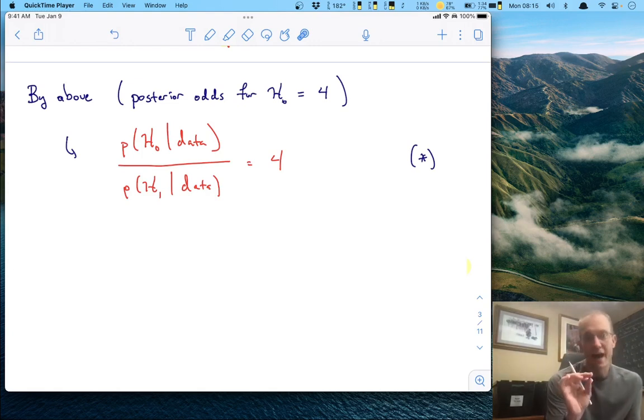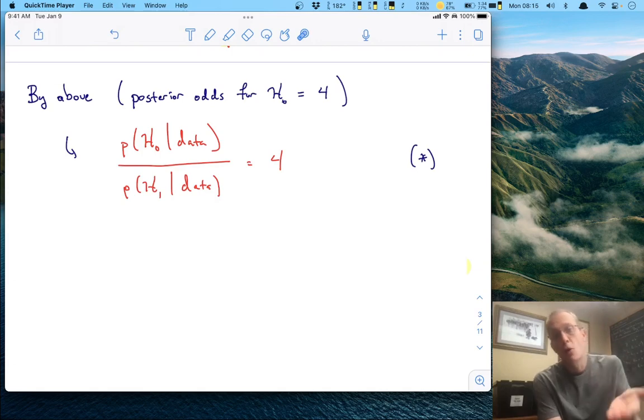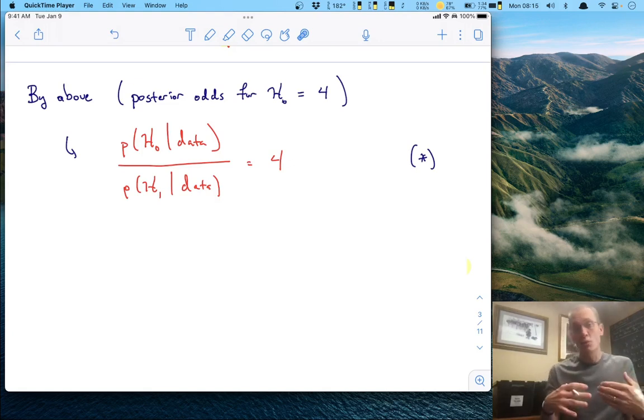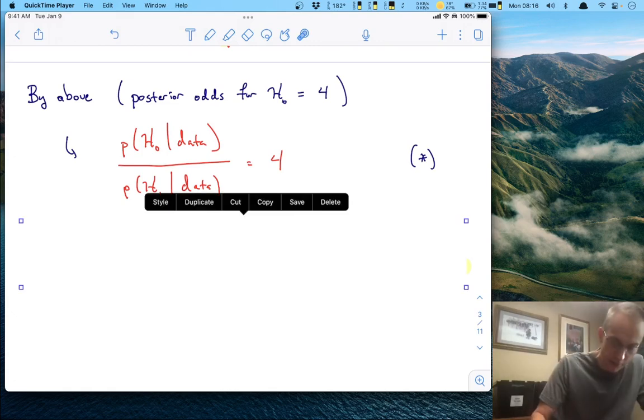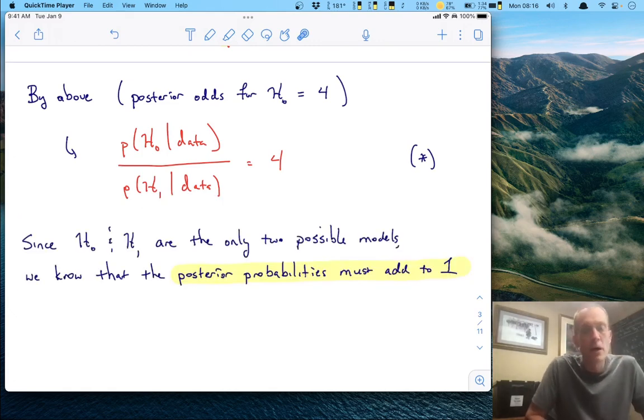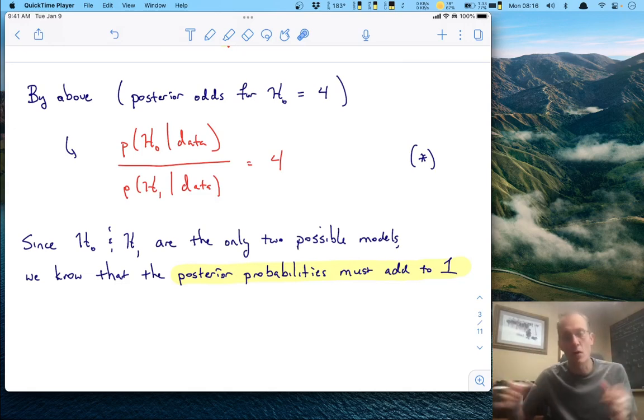Now, one of the things that is implicit here is that H0 and H1 are the only models under consideration, okay? The way we've stated these models, in the binomial test, H0 is usually that the binomial parameter W is equal to 0.5, and H1 is that it's not equal to 0.5. So those two models partition the space, so to speak. They comprise all possibilities of truth. So if H0 and H1 are the only two models under consideration, then we know that their posterior probabilities must add to 1, right? Anything that forms the whole sample space in a probability sense, those probabilities all have to add to 1.